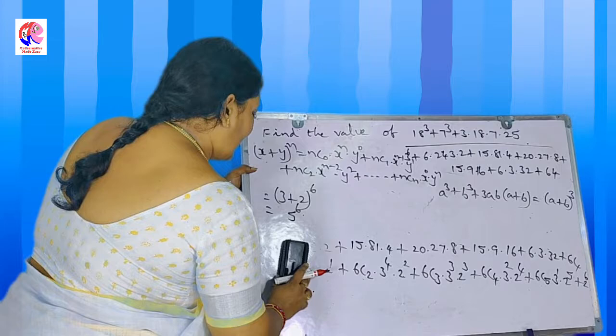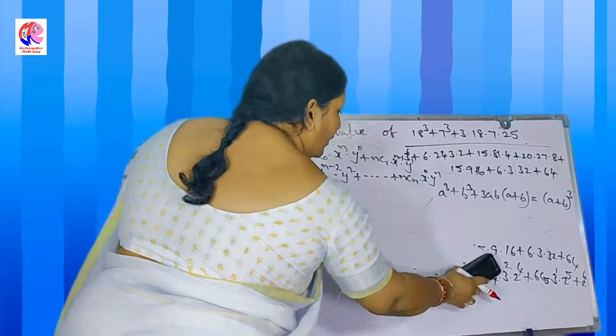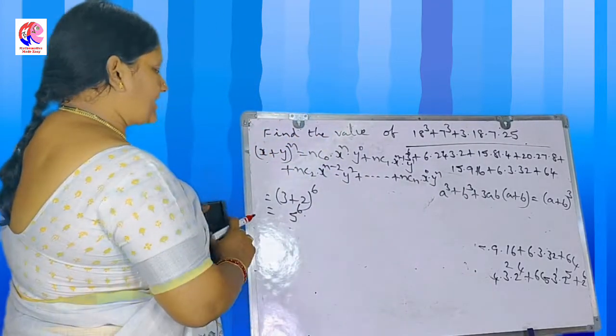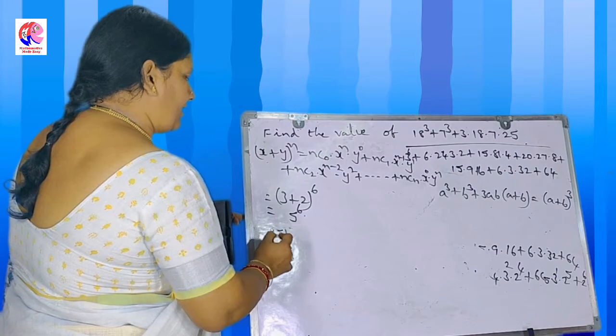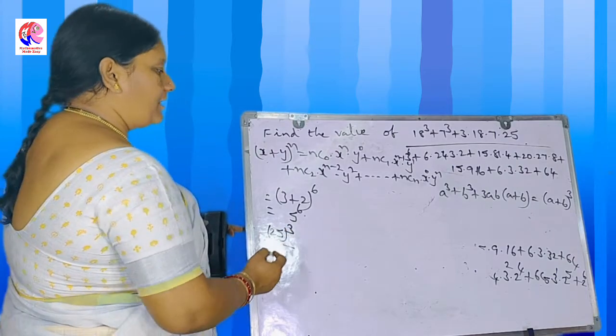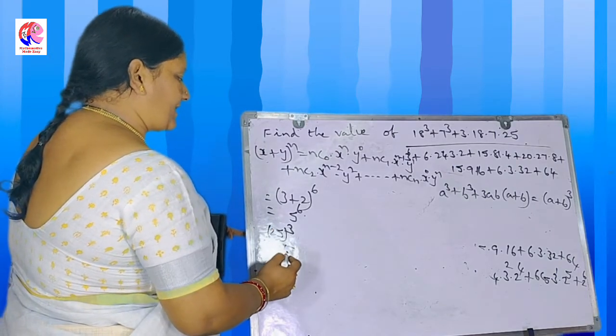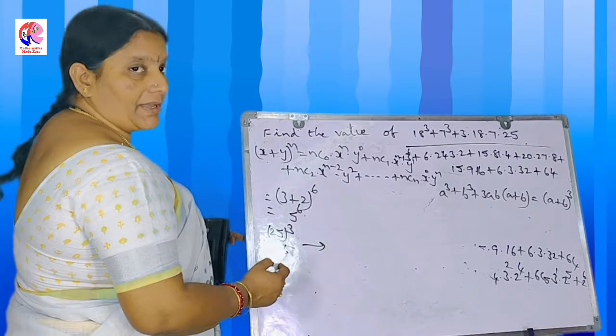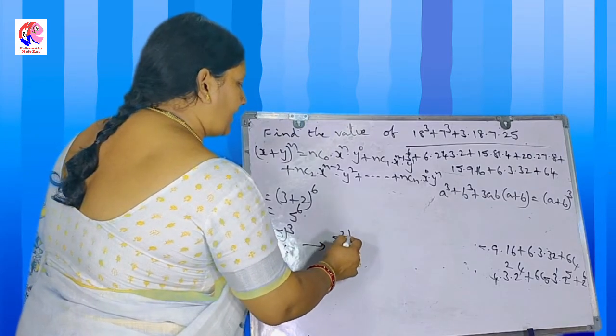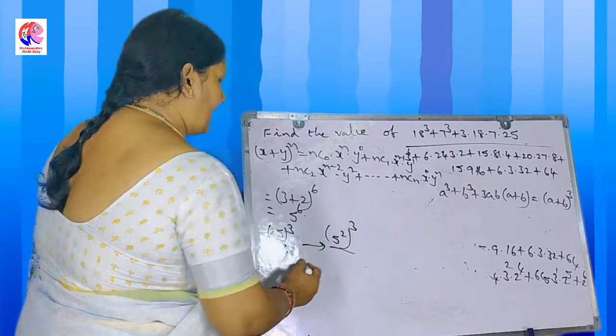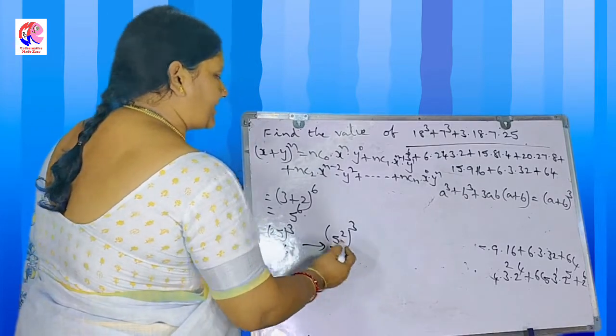The numerator is (18 + 7)³. 18 + 7 is nothing but 25, so the numerator value is 25³. The denominator is 5⁶. Now 25 can be written as 5², so the numerator is (5²)³ over the denominator 5⁶.